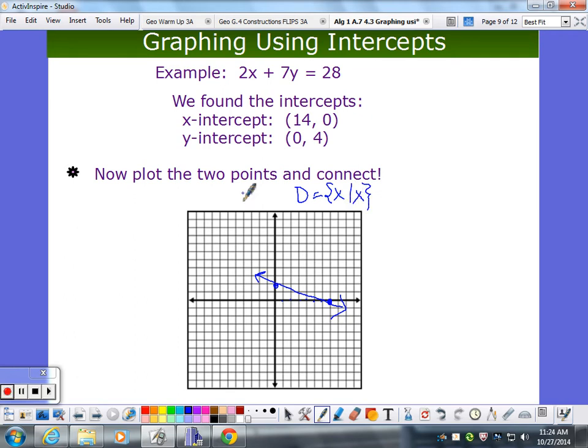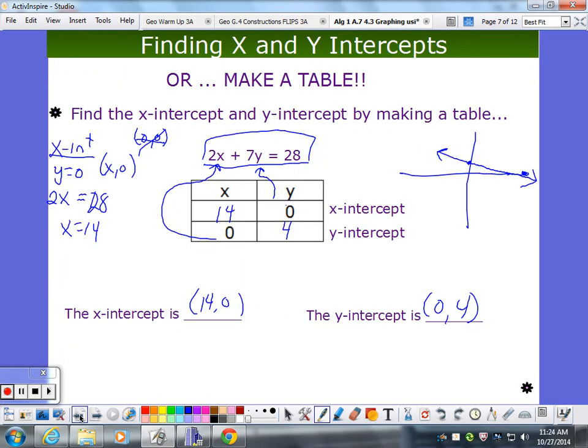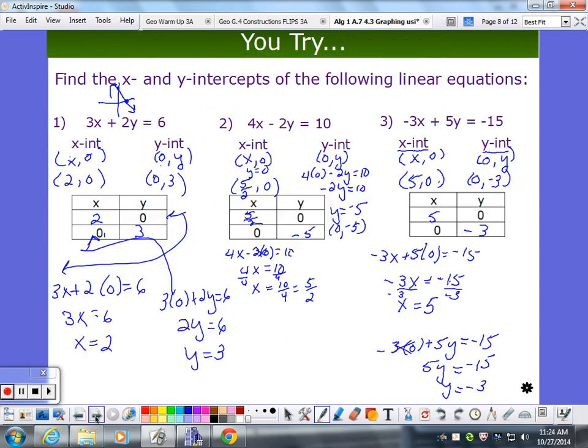Step 1, find the intercepts. That's on your paper. We did it already, right? That's what we did over here. This is what you're doing now. So it's going to be 14, 0, and 0, 4. Why? Because you're going to plug a 0 in here to get the x-intercept. To find the y-intercept, you plug a 0 in here. That's it. Easy.